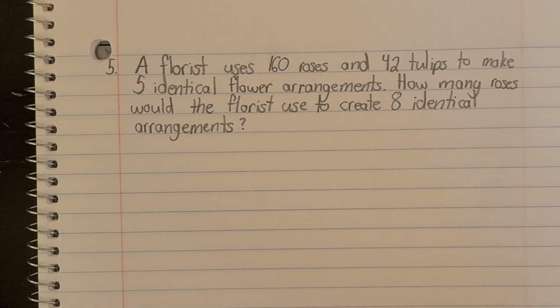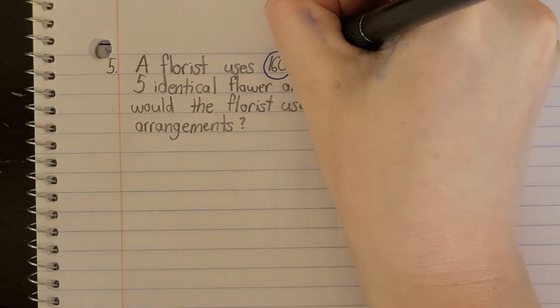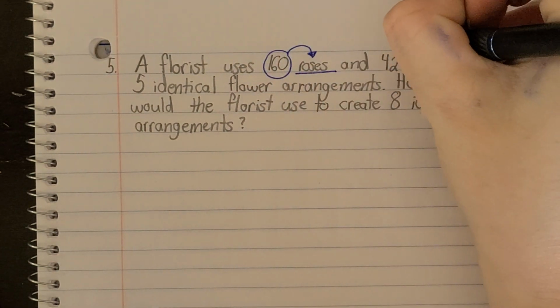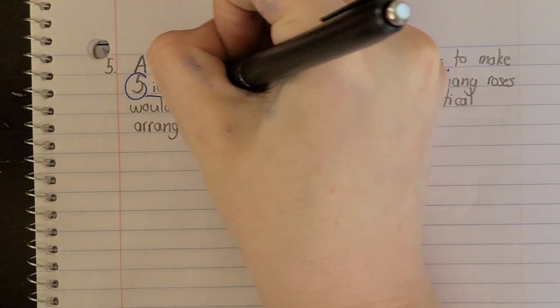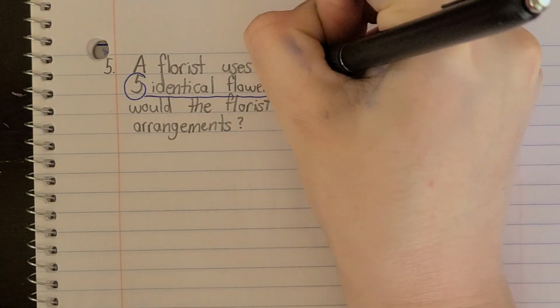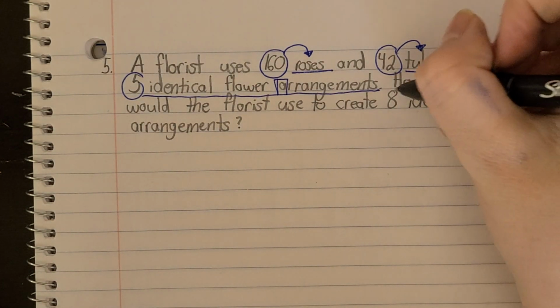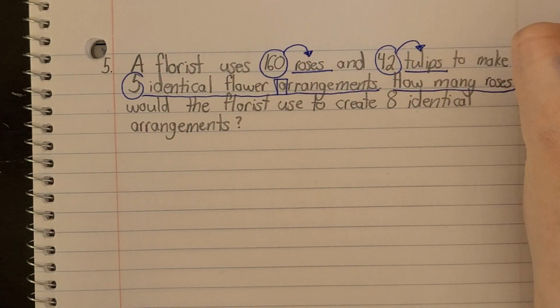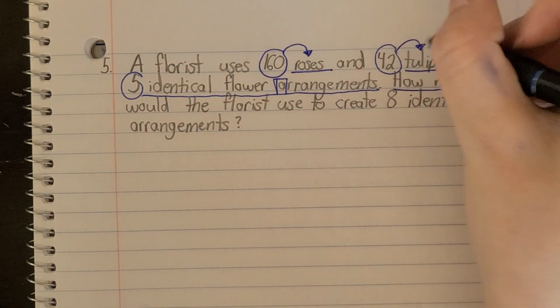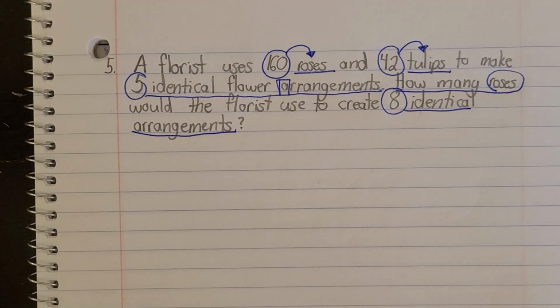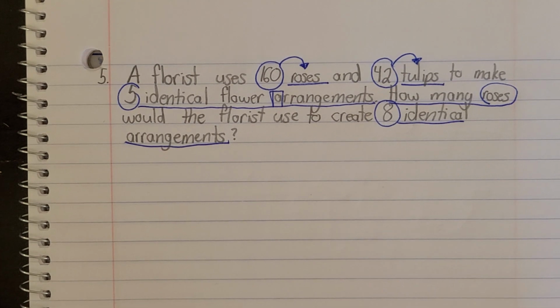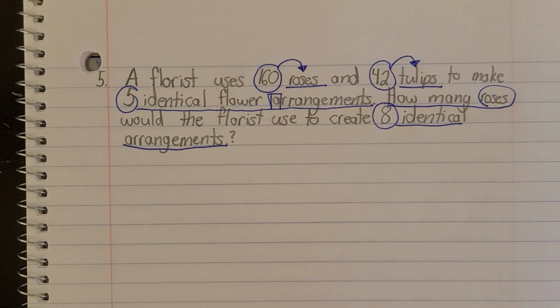Okay, a florist uses 160 roses and 42 tulips to make 5 identical flower arrangements. Okay, how many roses would the florist use to create 8 identical arrangements? Okay, there's a couple things about this problem that might make it a little bit tricky. And there's a couple ways you can solve it.